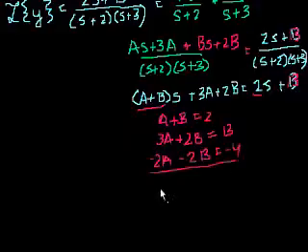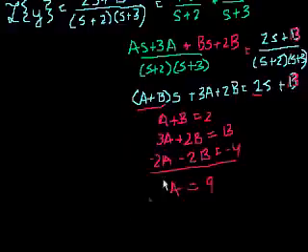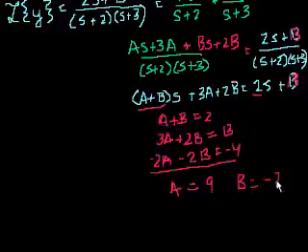And then add the two equations. You get a is equal to, these cancel out, a is equal to 9. Great. If a is equal to 9, what is b equal to? b is equal to 9 plus what is equal to 2? Or 2 minus 9 is minus 7.